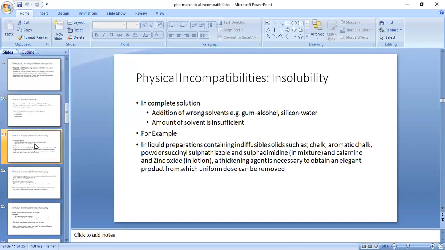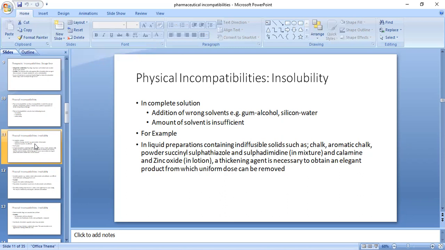First of all, insolubility, incomplete solution. If a drug is insoluble in the solution, then there is not a good solution, and this is the incomplete solution. Addition of wrong solvents, e.g., gum, alcohol, silicone, water. Amount of solvent is insufficient. Sometimes the solvent is not sufficient for the solution, then insolubility occurs.